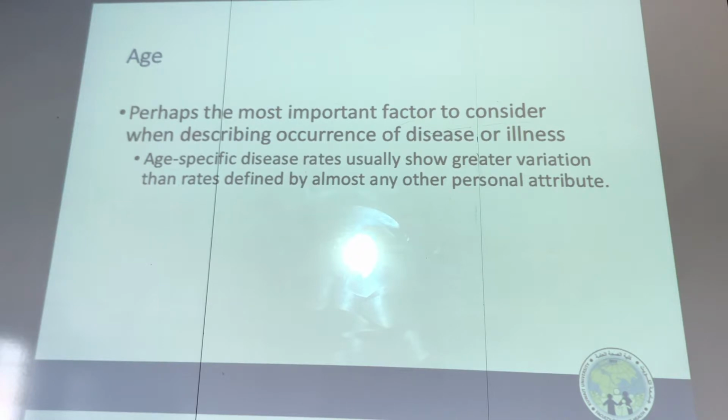Age is perhaps the most important factor. As you age, you are susceptible to risk factors and diseases. And that's why we always need to do, report, or think about reporting age-specific disease rates, okay? We need to adjust for age, which shows greater variation than race or almost any other person variable.